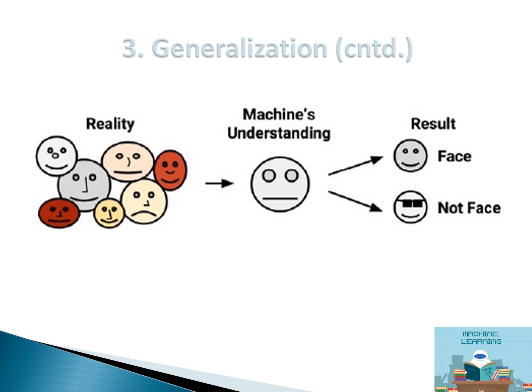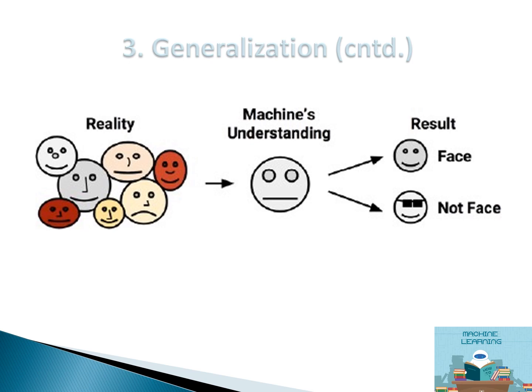So here we have a particular example. We have a large number of figures in our data set. Here you can see the data set, and we have a machine that should understand that if there are two circles on the upper side and a line, then the corresponding figure is a face.